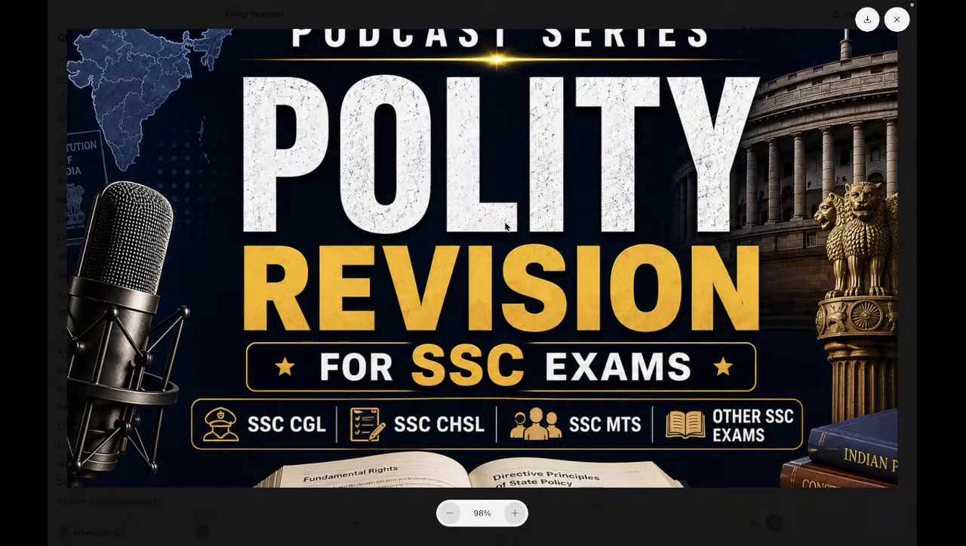Republican form of government, idea of liberty, equality and fraternity included in the preamble. And what about Canada? Federal structure with a strong center.